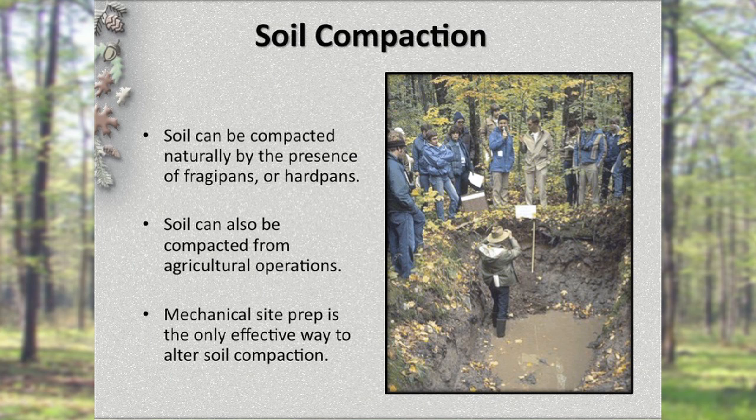Soil compaction is just a measure of how dense the soil is, or how close together the soil particles are. Soil can be compacted naturally by the presence of fragipans or hardpans, as we see here in this picture. It can also be compacted from agricultural operations: running a plow over a site year after year, and the plow's at about the same depth, you can create what's called a plow pan at anywhere from 12 to 18 inches down.